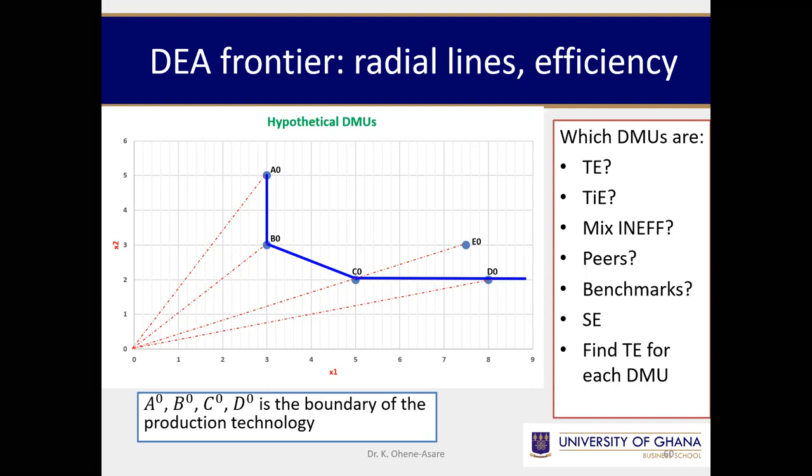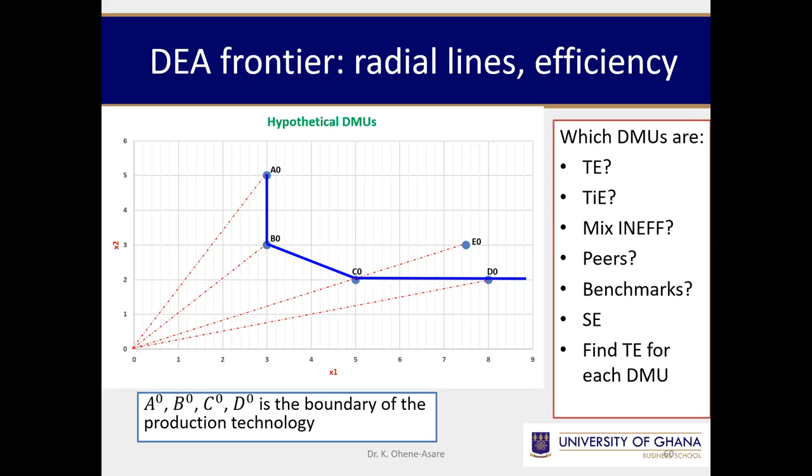Who can identify a point on the production space that can reflect a benchmark? Edwin. Say 4 and around 2.5. It's between B and C. All the points between B and C, any point. Yes, B and C. That's what you are saying. Yes, please. That's a point. Any point between B and C.